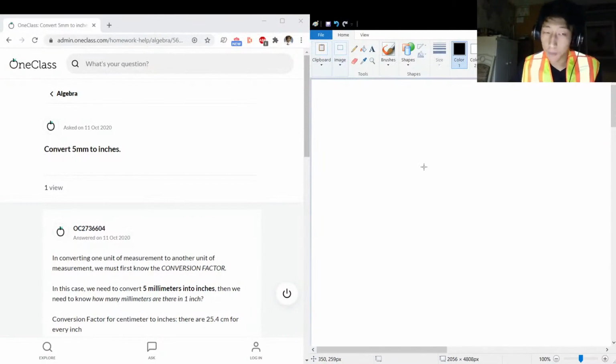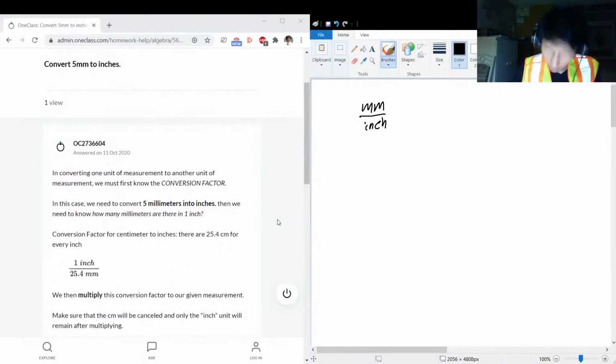So to do this conversion, we're looking for the number that is millimeters per inch. I think it's 25.4 millimeters per inch. Yeah, 25.4 millimeters per inch. That is the conversion. Okay, now we can easily say 1 inch is equal to 25.4 millimeters.